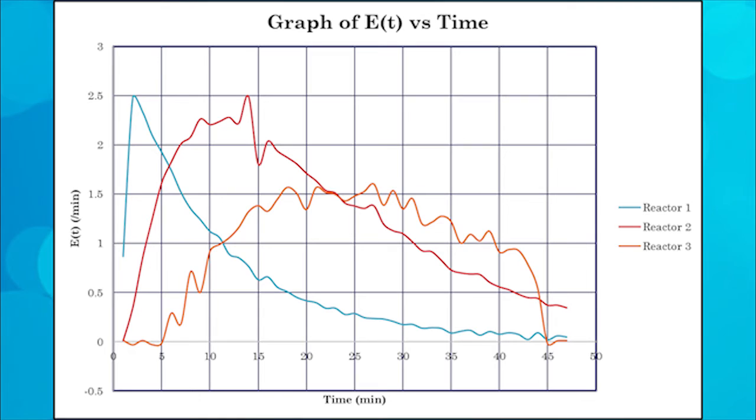This graph shows the relationship of residence time distribution over time. The area under the curve represents the amount of tracer that resides in each reactor.